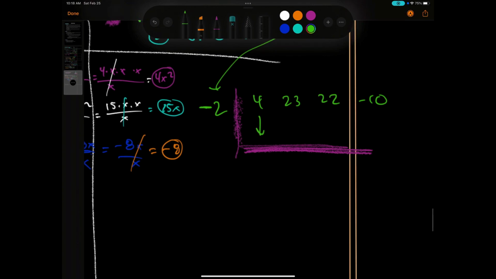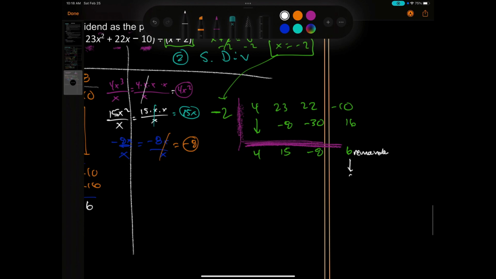Then the first term I'm going to bring down, and I'm going to multiply negative 2 times 4 is negative 8. 23 minus 8 is 15. And you'll notice these numbers are familiar because they're the same numbers as in long division. Negative 2 times 15 is negative 30. And if I add down, I get negative 8. And that gives me 16. And I add down, and I get 6. So this is your remainder.